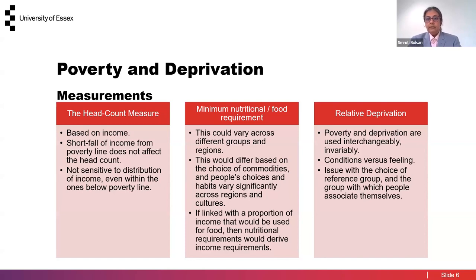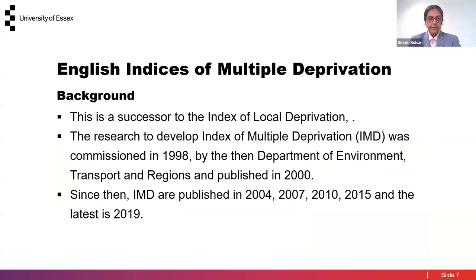And therefore, the third measure of deprivation is relative deprivation. That is what we are going to discuss in detail in terms of the English indices of multiple deprivation. How much a particular group of people, or a particular geographical area, or an individual is deprived in comparison with comparable groups. That is what the concept of relative deprivation is.